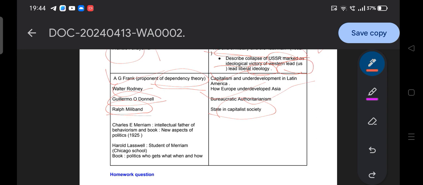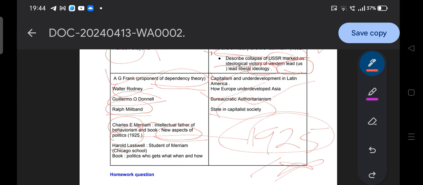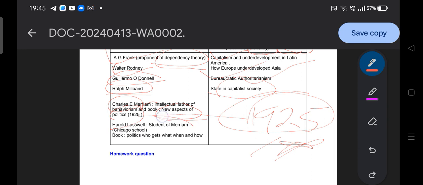Then Charles Merriam, the legend, the intellectual father or godfather of behavioralism, wrote the book New Aspects of Politics in the year 1925. Please remember this year, it can be asked: 1925. Charles Merriam, New Aspects of Politics, the intellectual father of behavioralism. Then Harold Lasswell, a student of Charles Merriam, belongs to the Chicago school. Like the question, behavioralism emerged from where? It's the Chicago school only, USA. Then the book by Harold Lasswell, Politics: Who Gets What, When and How.